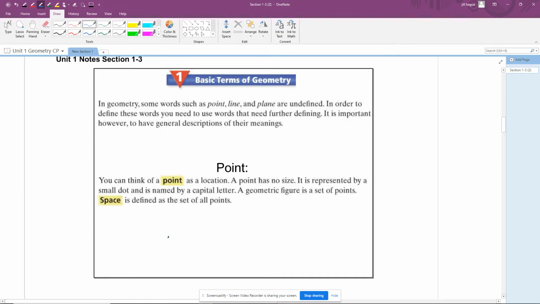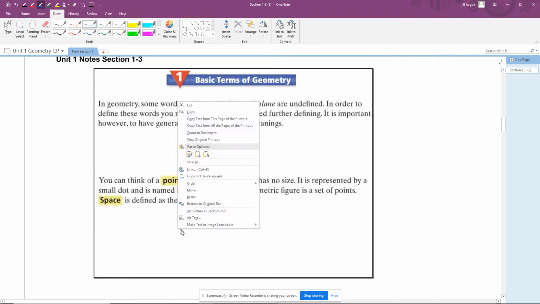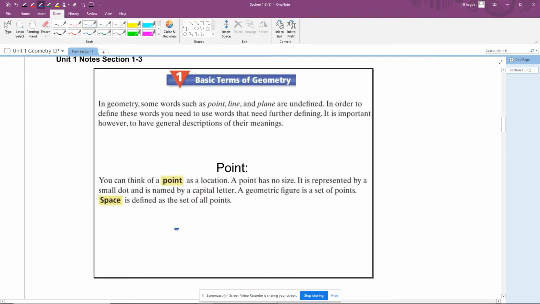The first one we're going to do is nice and easy, a point. If I have a point on the paper here, I can't just leave it like that. I have to label it. So that may be point A. This over here might be point F. And that's how we write points in geometry.